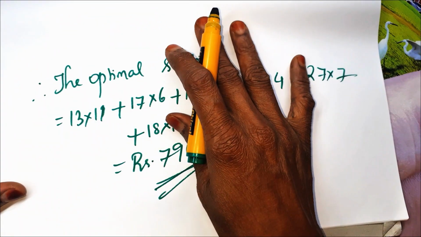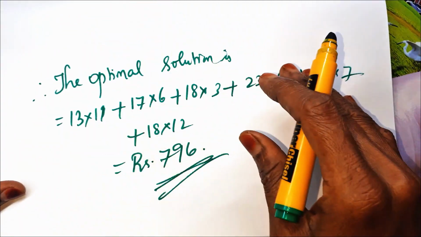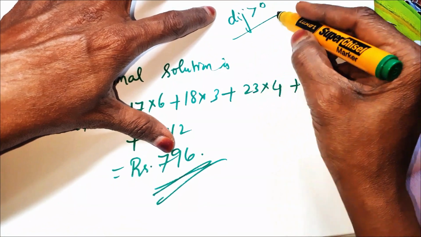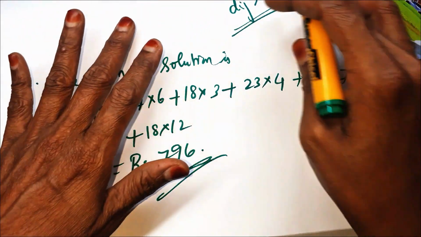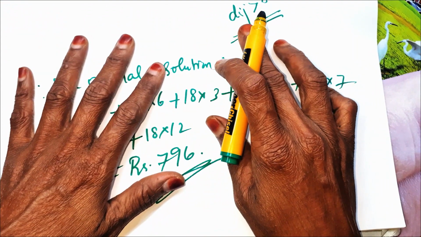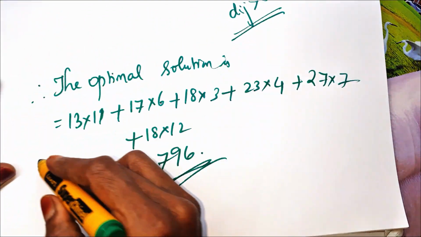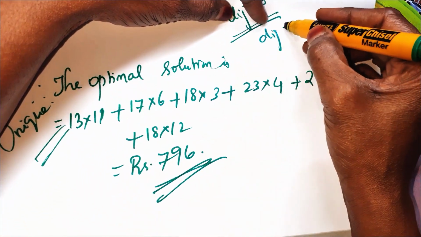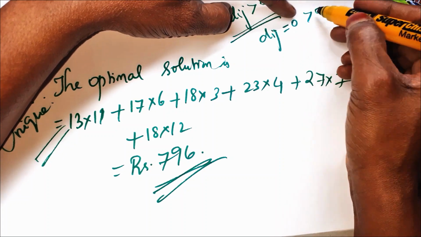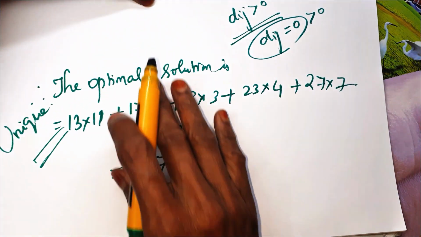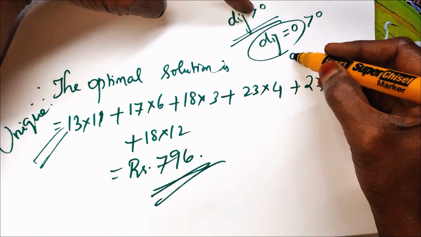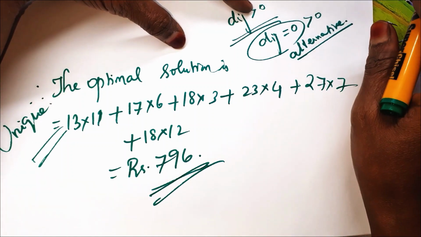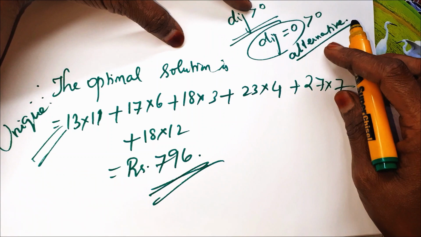So we started with the MODI method and got all the values. Finally, all the dij values are greater than 0. Dij means for all unoccupied cells we have to find this. If all are greater than 0, we can say this is the solution and it is unique. If at least one dij value is equal to 0 and the other terms are greater than 0, we write the same solution, but you have to mention that it also has an alternative solution. We are not going to find what it is. Just mention this.